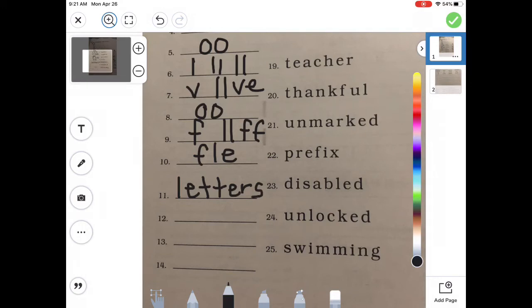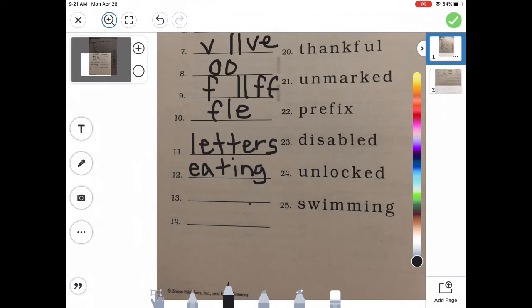Very good. How about eating? Eating, I have EA, very good. Remember, if I hear that E at the beginning, it's going to be an EA instead of EE. Eat, T, and then I have ing, that ING, very good.